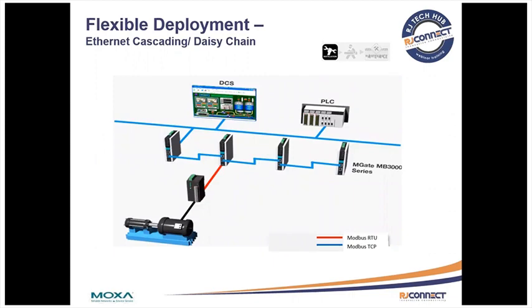Another unique feature for flexible deployment is Ethernet cascading or daisy chaining, where we have scenarios where it's difficult to run separate cables to our PLC system directly. It just makes it easier to connect the devices together in a daisy chain and then back to the network to our DCS or PLC system.